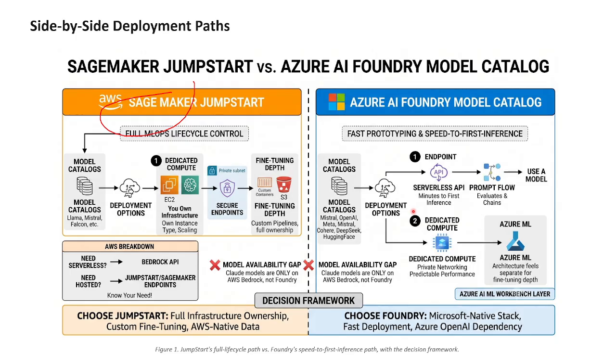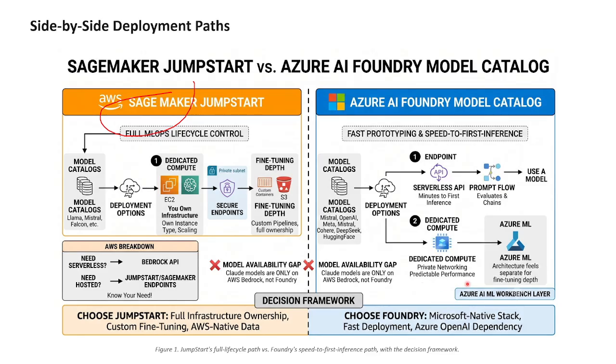If you're going to the Azure AI Foundry catalog, this is for fast prototyping, a fast interface. Similarly, the model catalog has OpenAI, then Cohere and DeepSeek, Hugging Face, and then the deployment options. You can deploy on a serverless API, managed, within 1 minute. Or you can do dedicated compute, with private networking and predictable performance if you want control.